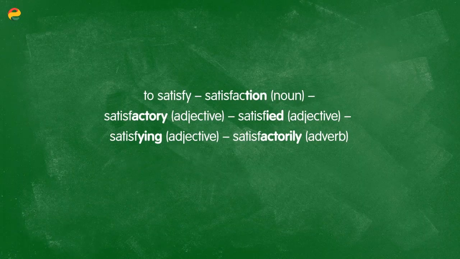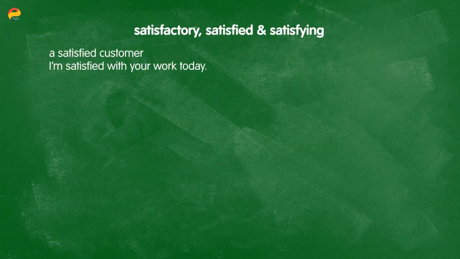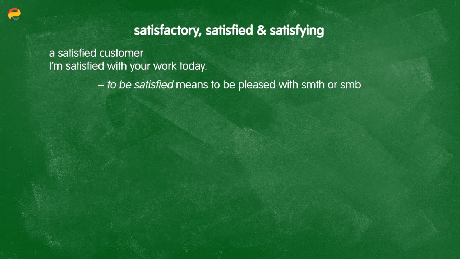However, let's look at another word, to satisfy. Now, to satisfy has a lot of additional forms. For example, satisfaction, a noun. Satisfactory, an adjective. Satisfied, also an adjective. Satisfying, also an adjective. Or satisfactorily, an adverb. So, you see there are three different adjectives which we can coin from the root verb to satisfy. But what's the difference between satisfying, satisfied, and satisfactory?